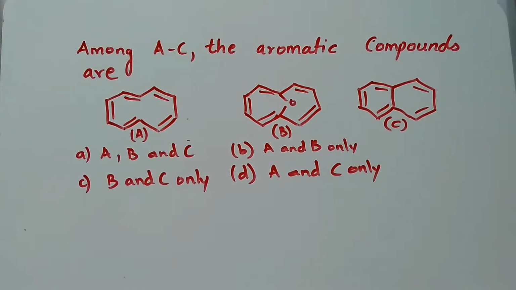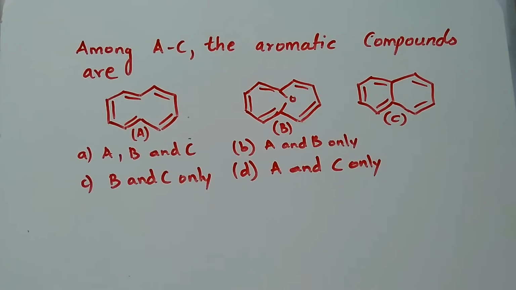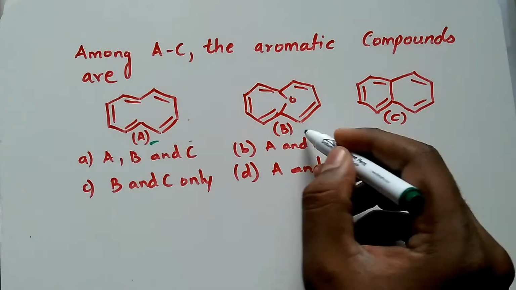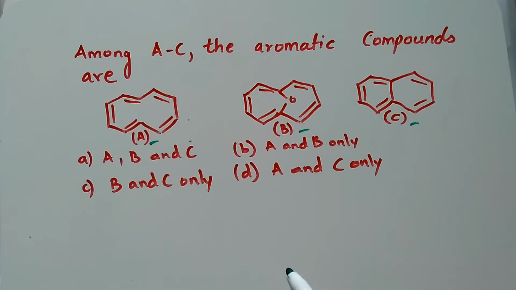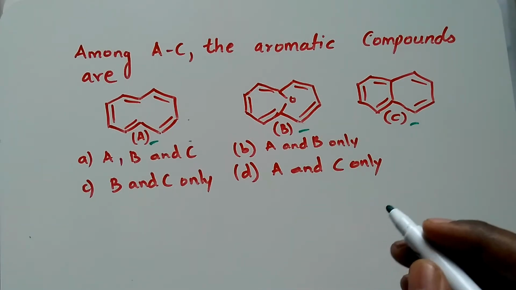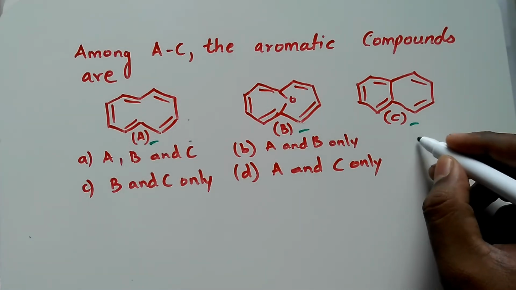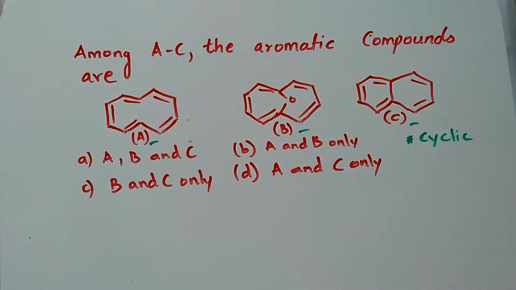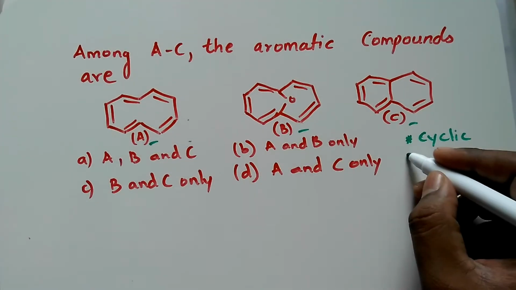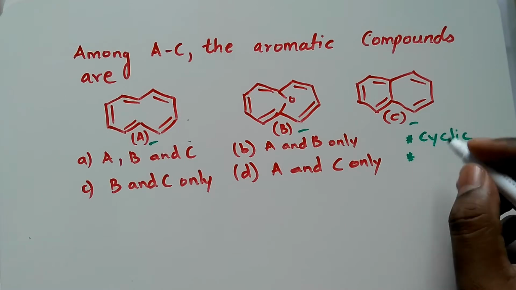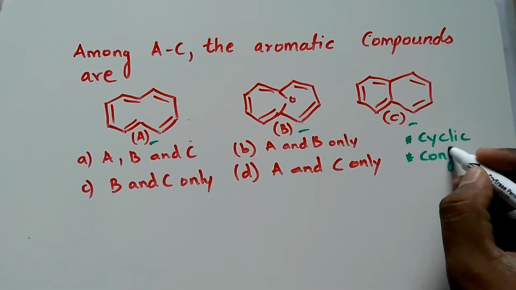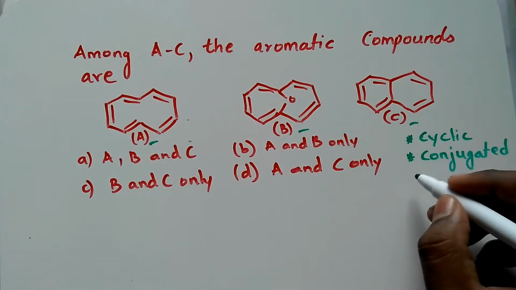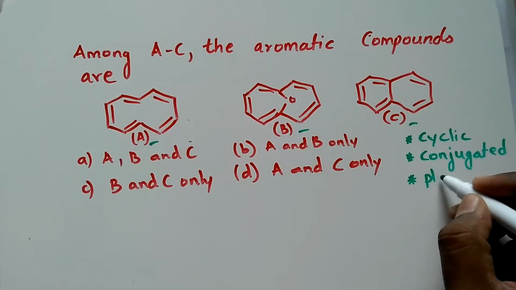In this question, which had appeared in the CSIR NET exam December 2011, among compounds A, B and C, which are the aromatic ones? For aromatic compounds, we should know that it should be a cyclic compound. Definitely it should be a cyclic moiety. The next thing is that it should have conjugated double bonds. The next thing, it should be a planar molecule, very important.